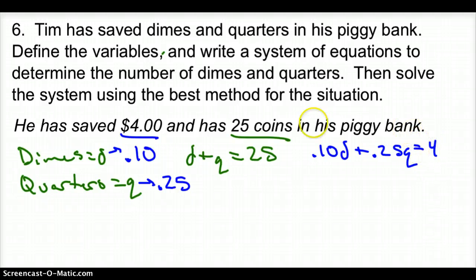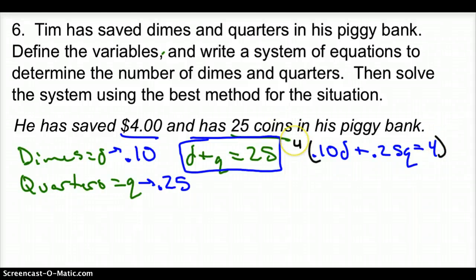So now we have this equation and this equation. So now we can go ahead and solve. Now, could you solve for a variable here? Yes, absolutely. But I notice that if I multiply this guy by 4, I'm going to make a whole Q here. So I'm going to get 0.4D plus Q equals 16. And now we're ready to eliminate. So I'm going to bring this down just to make everything nice and neat. So it's D plus Q equals 25.